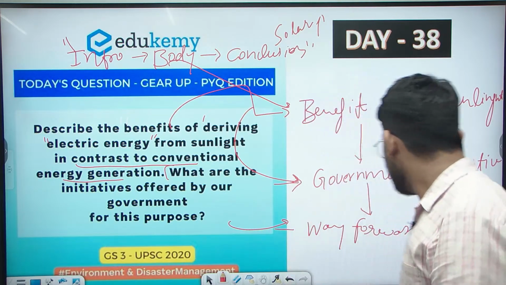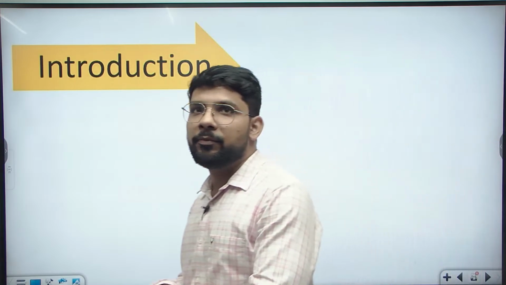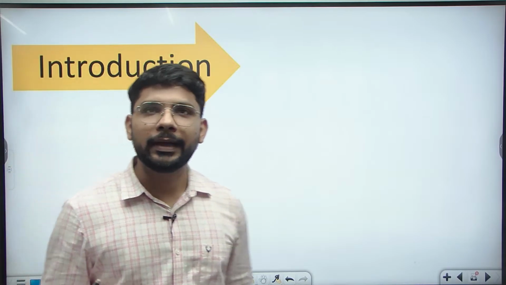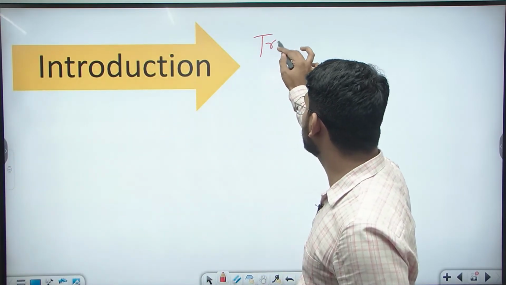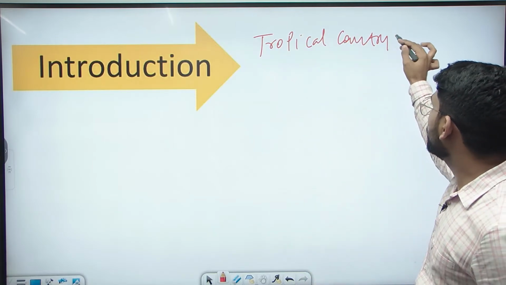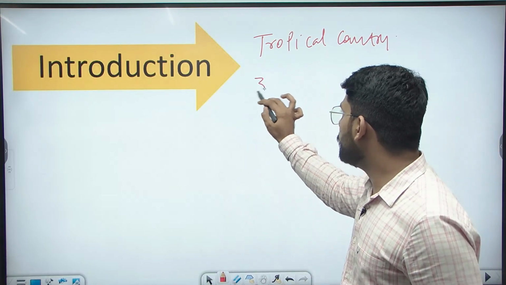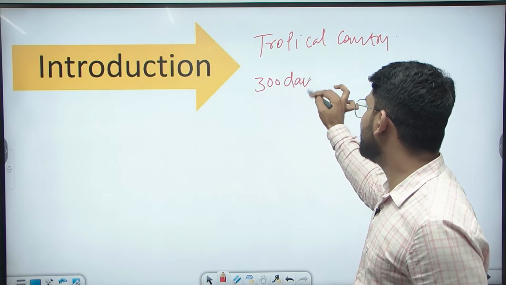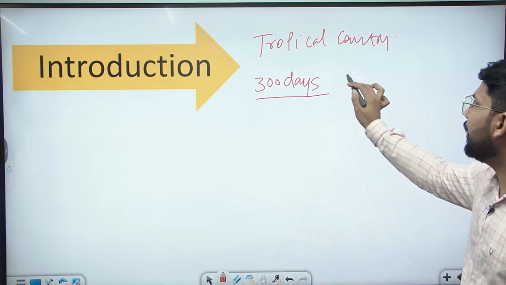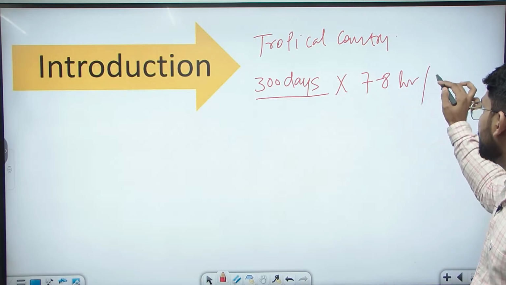Now come to the introduction part. What can we write in the introduction? India is a tropical country. Everybody knows India is a tropical country. On average, India receives sunlight for almost 300 days, taking a lump sum, and on average 7 to 8 hours per day.